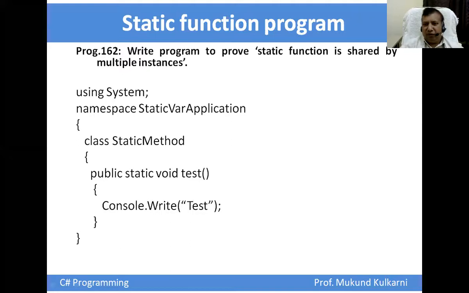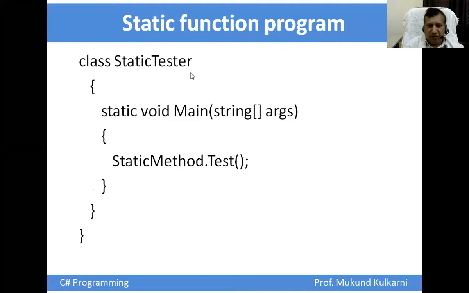So how to create a static function? Here we are writing one program where we are proving that a static function is shared by multiple instances. So again, we are writing a program, static method. The previous class was static var. Now this class is static method. Public static void test. Now test is a method where we are just displaying a test string. So this is the end of the method, and this is the end of the class. Another class, static tester, which contains main, and here we are just saying static method dot test. What will be the outcome? It will just display test on the screen.